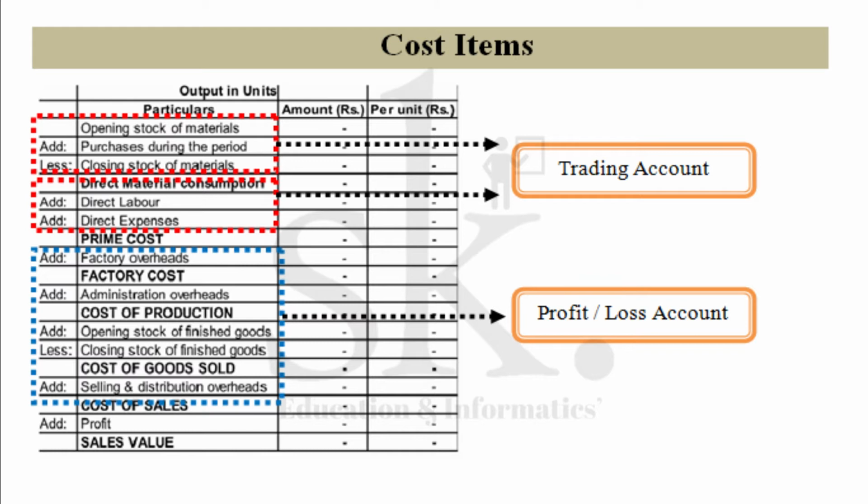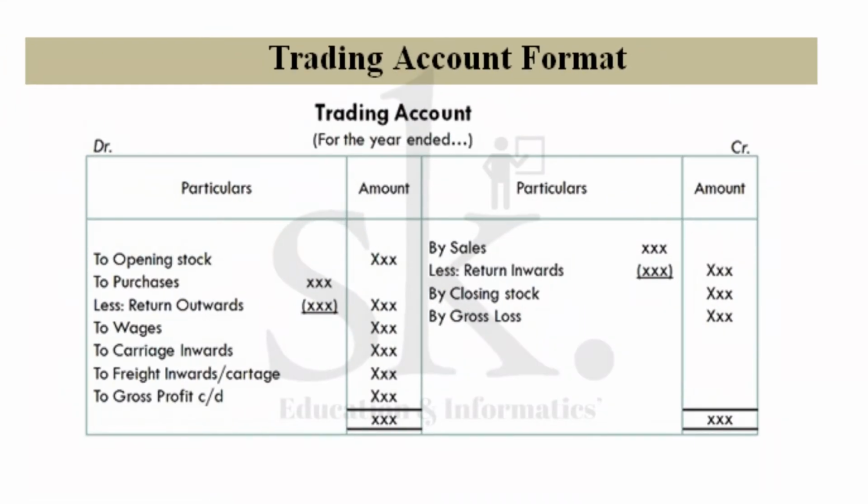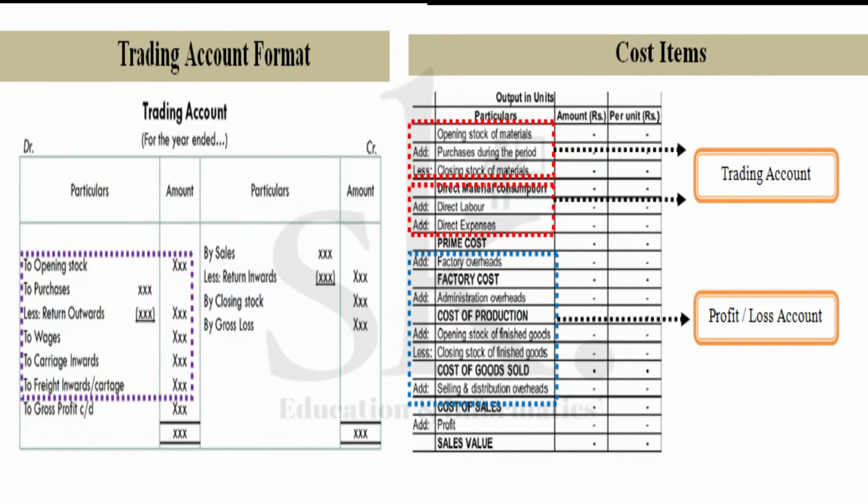Let's understand the format of a trading account. If you check the format of a trading account, it's typically a ledger account having two sides, debit and credit side. The debit side is the expense side. The credit side is basically the inflow side. So if we check the debit side, I said we take into consideration three important heads.